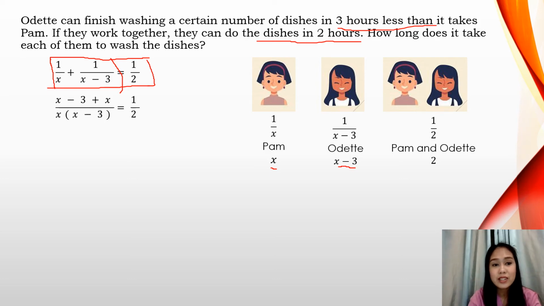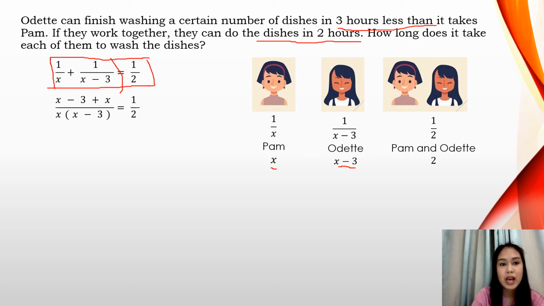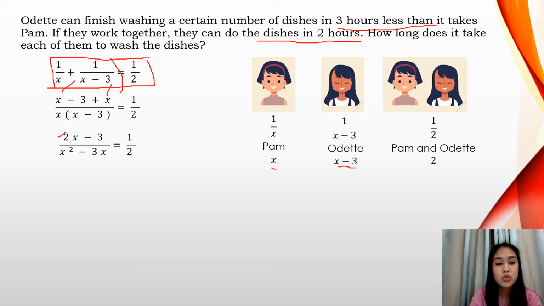So we get the LCD. The LCD is x times x minus 3 because the denominators are relatively prime. So we'll have x times x minus 3. For the numerator, that would be x minus 3 plus x. So we simplified that since we know that x and x can be added. That's why we have 2x here. And then, of course, there are no other numbers to add or subtract to 3. So we have negative 3 here.